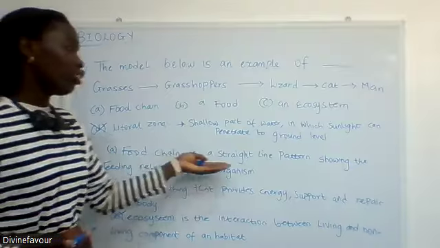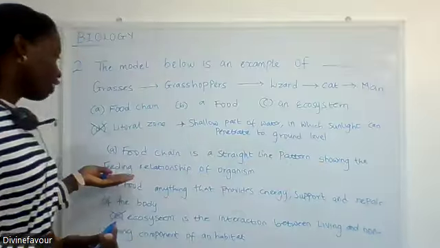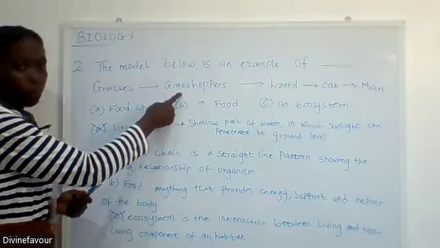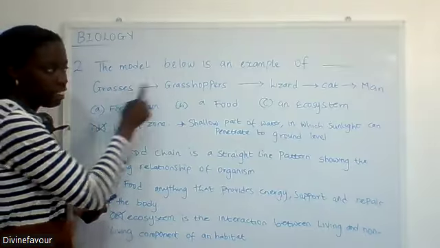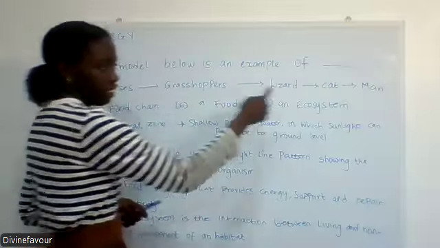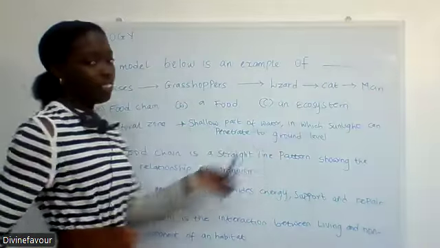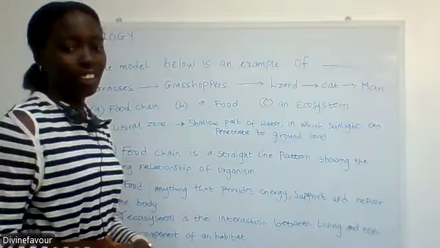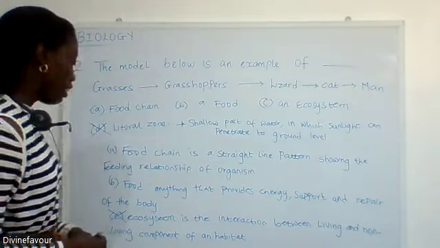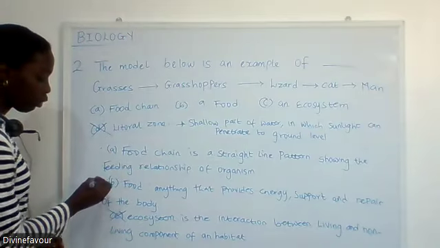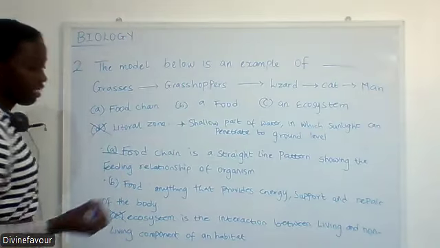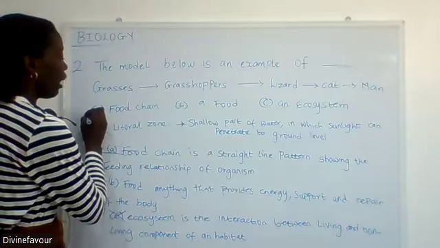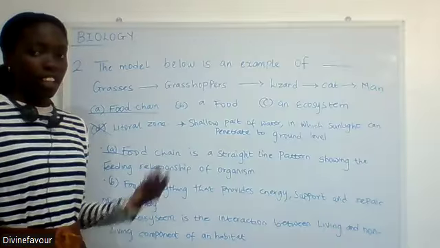Then this is a straight line pattern showing the feeding relationship of organisms. Look at the model. Grasshoppers, they eat grasses. Lizards can eat grasshoppers. Cats can eat lizards. And man can eat cats. I've never eaten a cat, but some people eat it. So you can identify that between option A and option B, option A is more likely to be the answer than option B, which is why our answer for number 2 is the food chain.